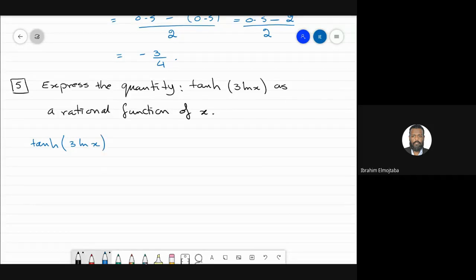طبعا ممكن قبل ما نبدأ ناخذ هذه الثلاثة نخليها هنا في الأس يكون equal to hyperbolic tan (ln x) to the power 3, right.